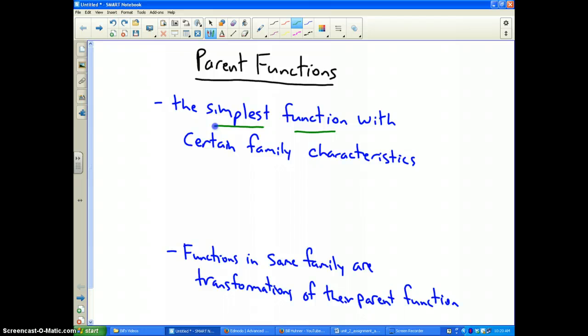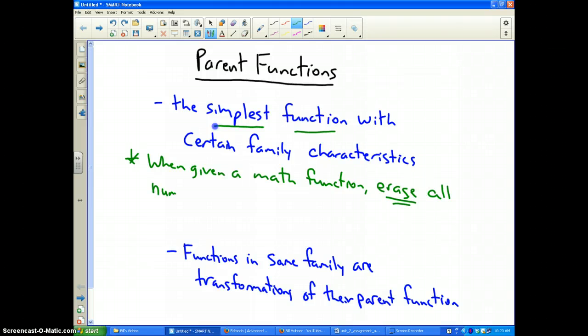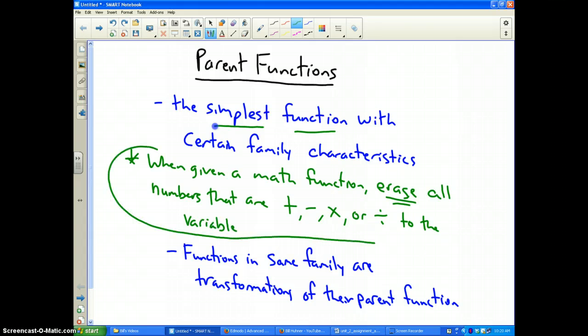Now, what do I mean by that? Here's a good rule to follow. When given a function, erase all numbers that are added, subtracted, multiplied, or divided to the variable, and you will have the parent function.